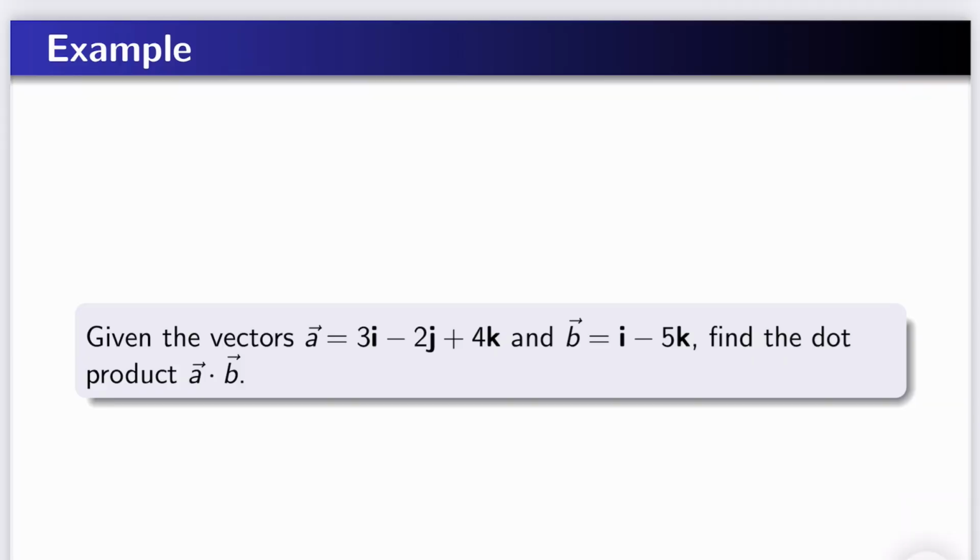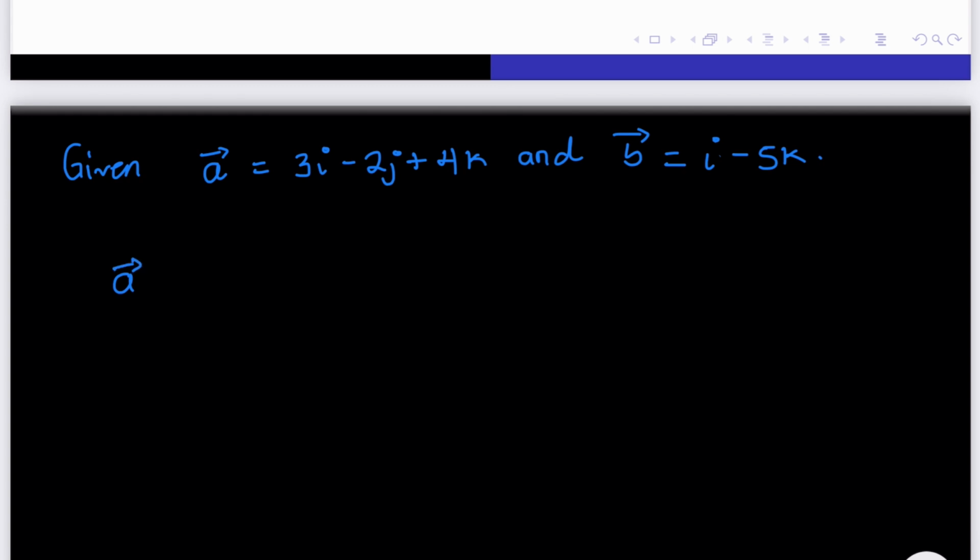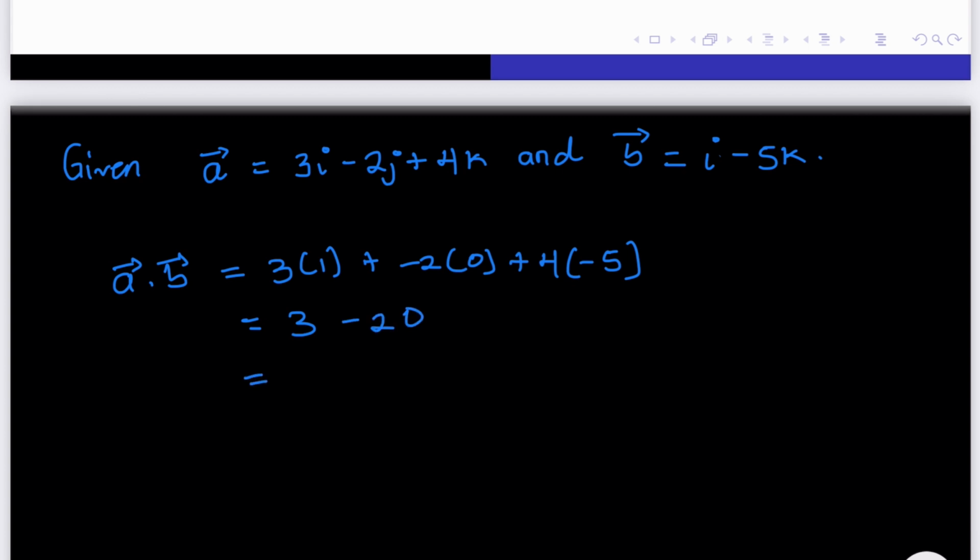With our next example, we have to compute the dot product between a and b. The dot product between a and b will be 3 times 1 plus -2 multiplying the j component. Now note that the j component in b is 0, right? So here it will be 0, plus 4 multiplying -5. So we are going to have 3 minus 20. That's going to give us -17. So that's the dot product between a and b.